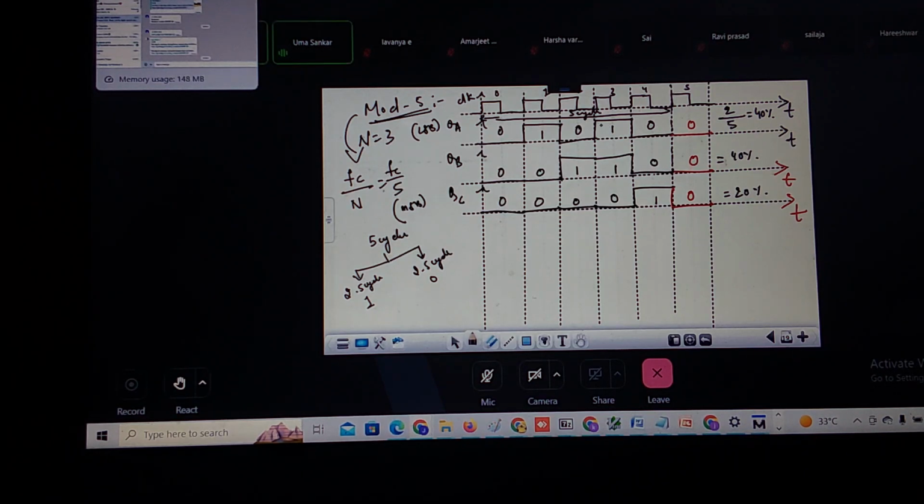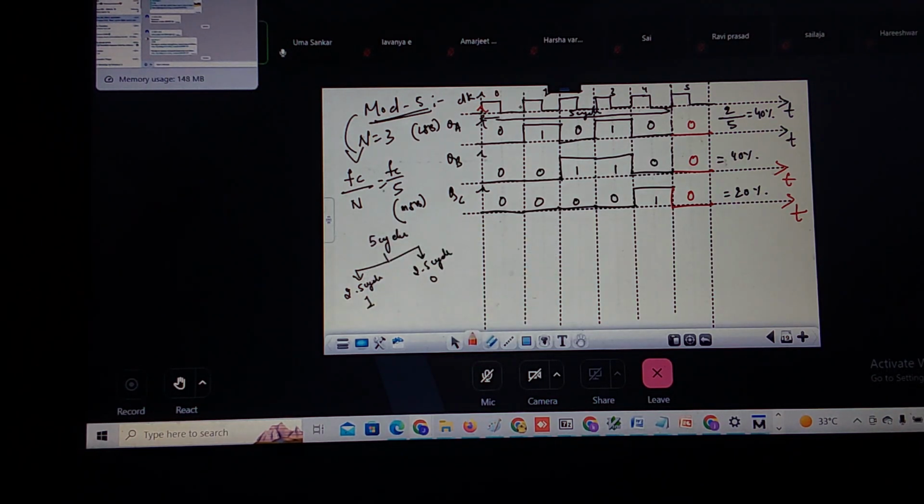See, in 5 cycles, 2 cycles it is on and 3 cycles off, so I'm getting 40%. To make it a 50% duty cycle, you make 2.5 cycles 1 and 2.5 cycles 0. That is the logic we need to do. How to make this into 50%? If we take QB as positive.